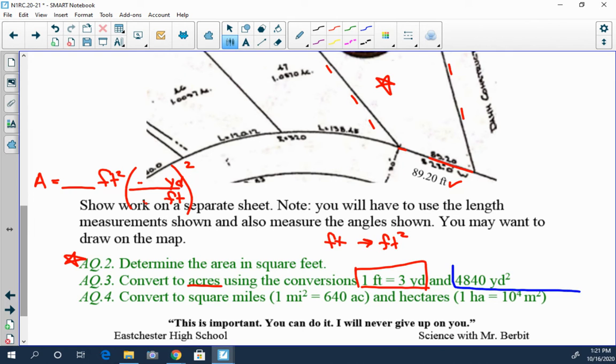Here's the other conversion: 4,840 square yards is 1 acre. So in the second one, we'll get that more familiar unit of acres.